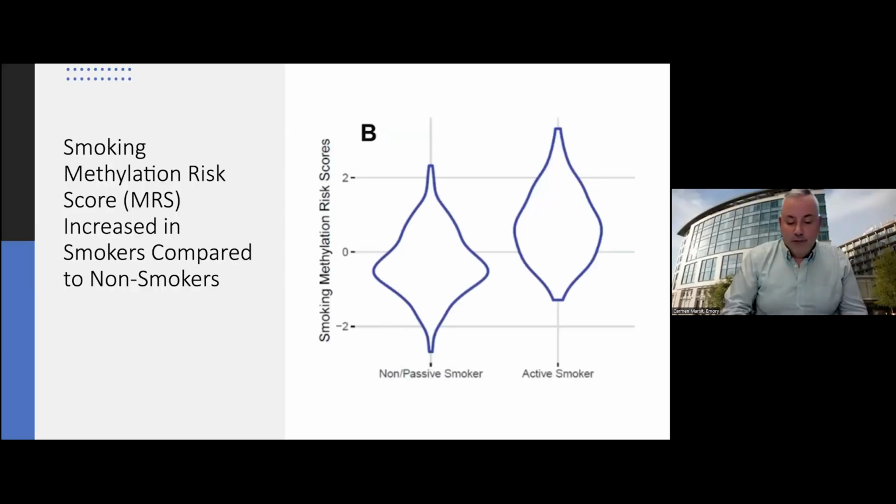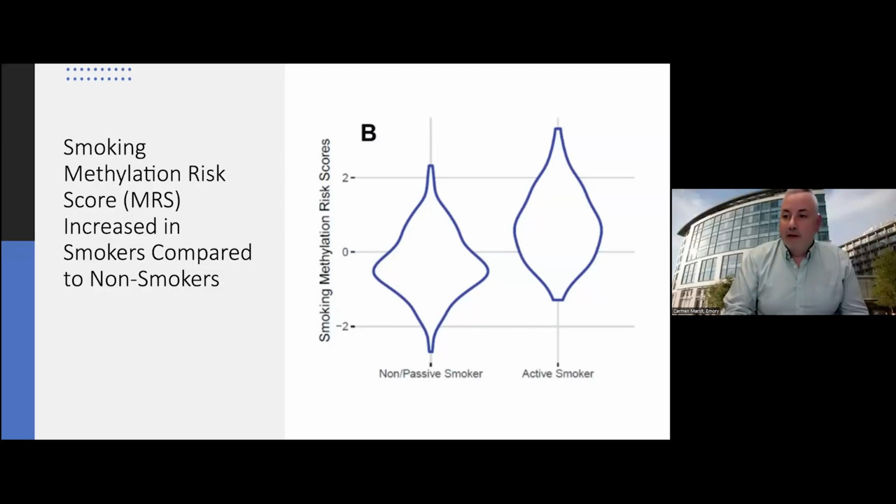And just to show you that that works, right? This whole concept is reasonable. This is relating those smoking-related risk scores and looking at it within non or passive smokers versus active smokers, and that was determined empirically from that cotinine data. And so you can see that these risk scores are increased within the smoke-exposed children. So I do think that there is some real promise here.